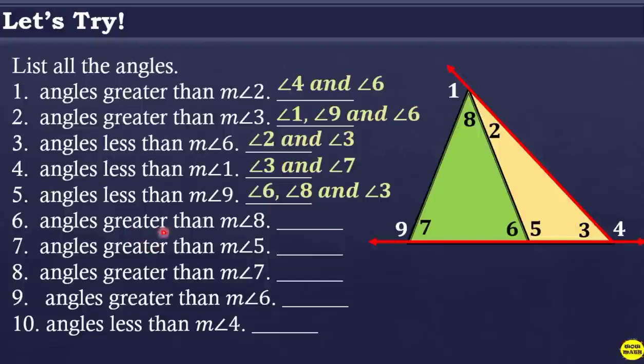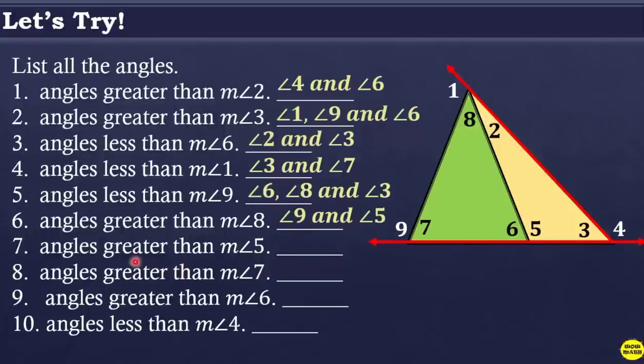Next, angles greater than the measure of angle 8. So, we have angle 8. Ito po siya. So, greater, ibig sabihin, ang hinihingi ay exterior angle niya na hindi adjacent sa kanya. So, dito sa green triangle natin, ano po ang exterior angle na hindi adjacent sa kanya? So, we have 9 and 5. Angle 9 and angle 5.